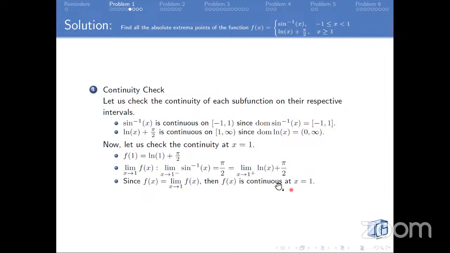So ayun. So dito naman sa right hand limit, ln of x plus pi half, tapos i-evaluate natin siya as x approaches 1 from the right. So ang mangyari dyan, ln of 1 is 0, then 0 plus pi over 2 is pi over 2. So since ito ay pi over 2 at ito pi over 2 din, tapos equal siya sa value ng f of 1, continuous na at x equals 1.